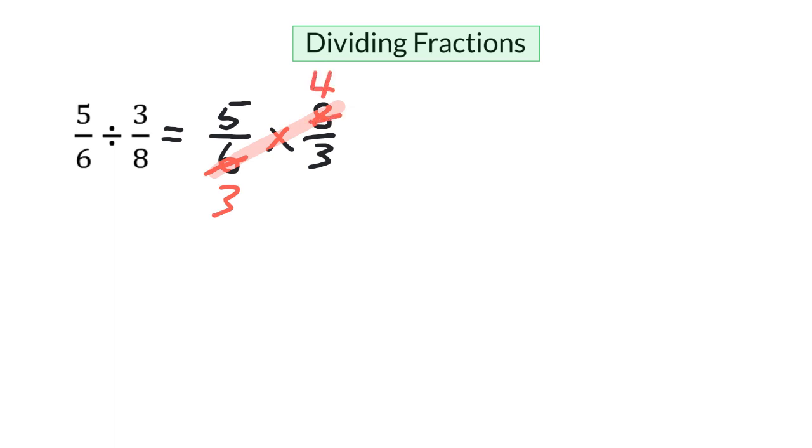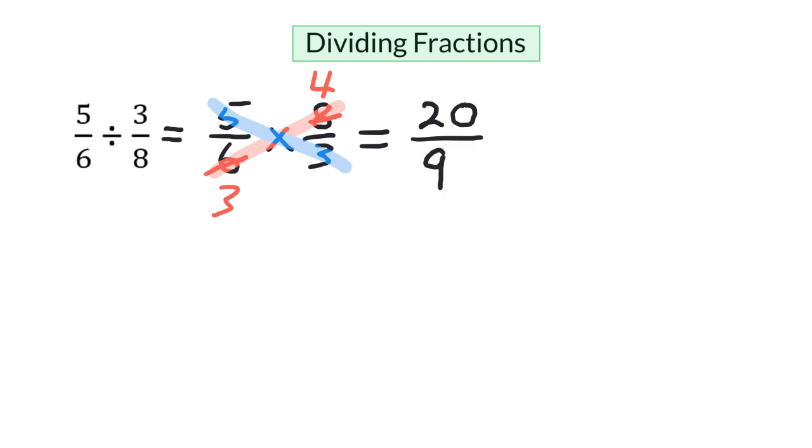And then we can look for the 5 and the 3. There is no greatest common factor for 5 and 3. It's just going to remain as it is. And now I can multiply. So 5 times 4 is 20, and 3 times 3 is 9.